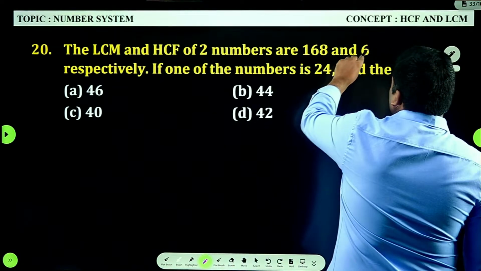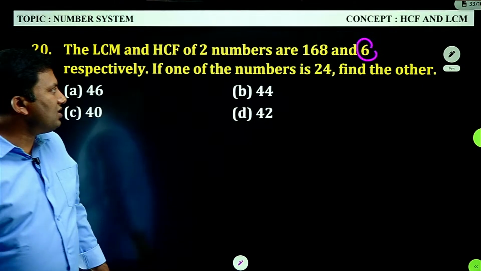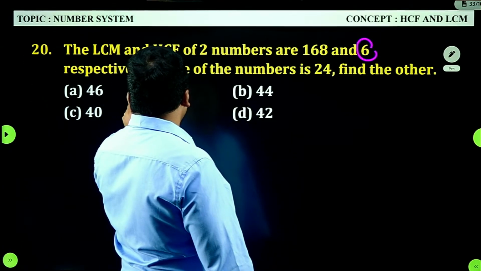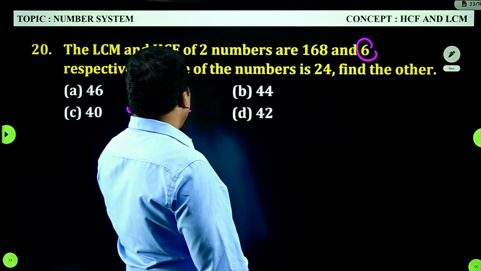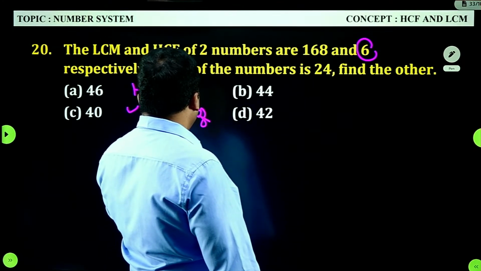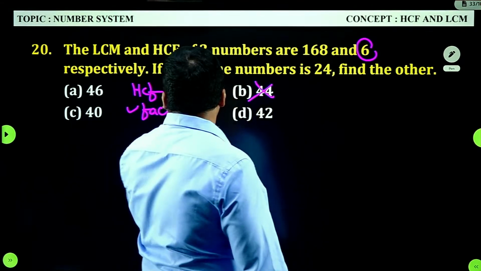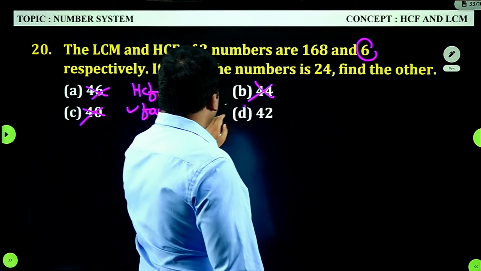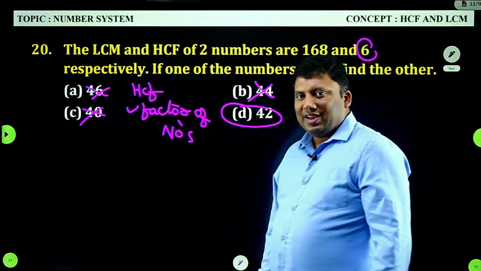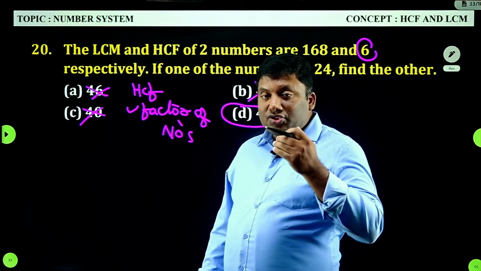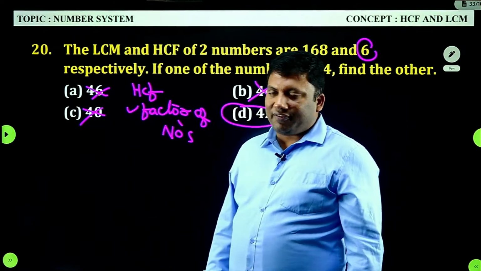LCM is given, HCF is given. What is the concept? HCF is always a factor of numbers. The answer should be divisible by 6. The answer for this question is 42. Understood the concept? HCF should be a factor of the number.